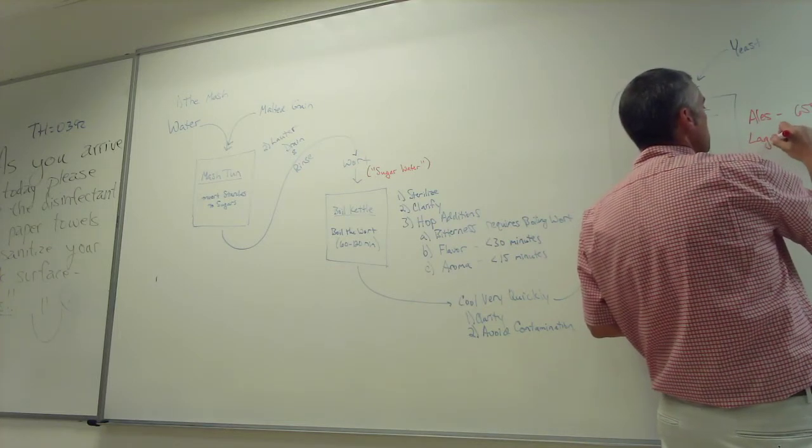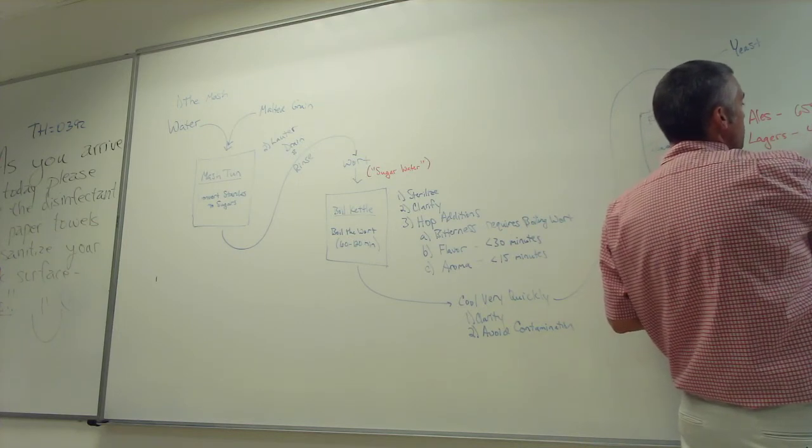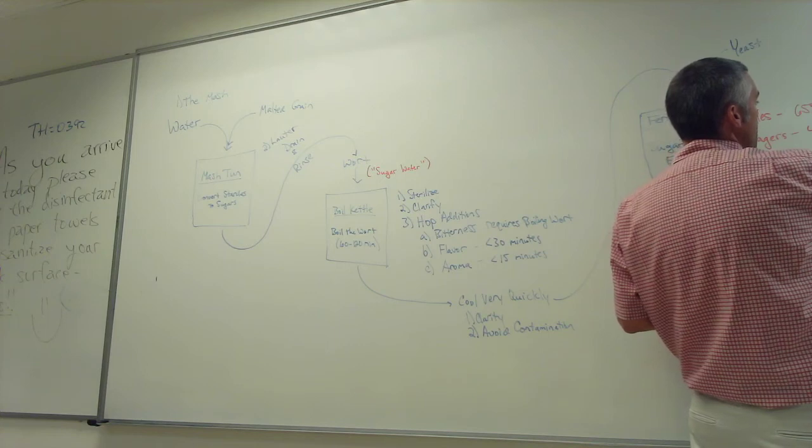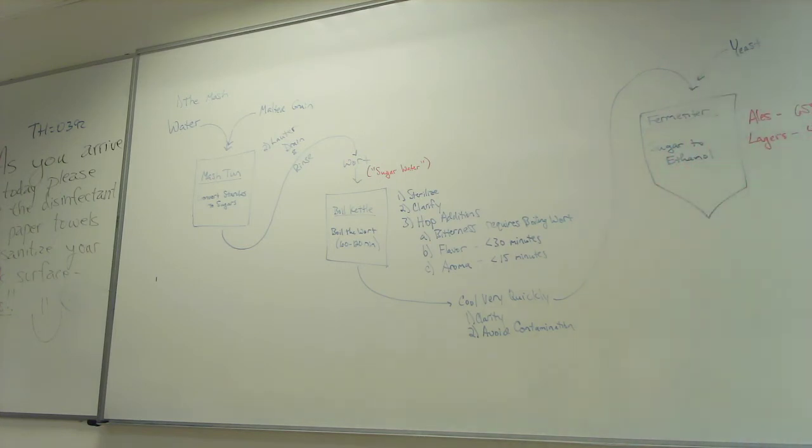Lagers are going to ferment usually 48 degrees Fahrenheit up to about 58 degrees Fahrenheit. And we're going to talk about the effect of temperature on the yeasts. It's partly some of the topics, but there's a reason. These yeasts are adapted to various temperatures.